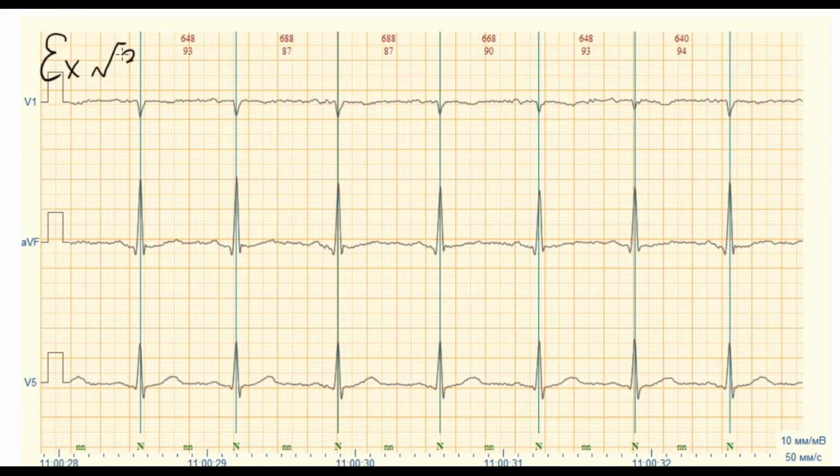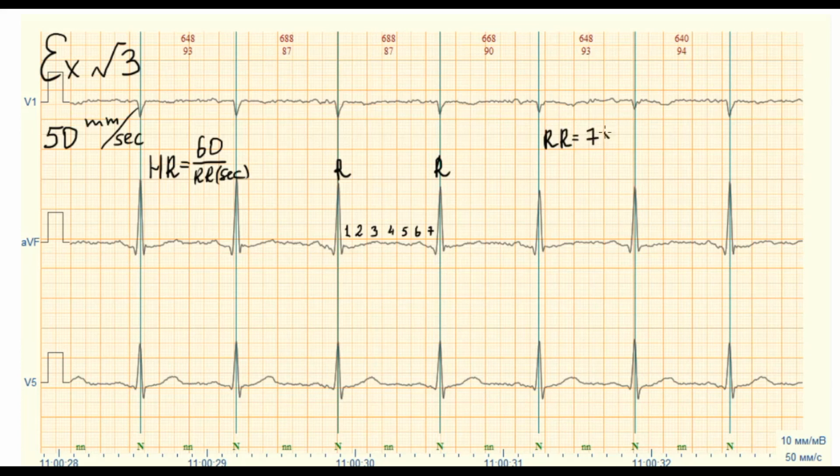Example 3. This is a universal method for heart rate calculation which is independent of paper speed. You need to calculate the RR interval in seconds and use this formula. RR is 0.7 seconds, so heart rate is equal to 85 beats per minute.